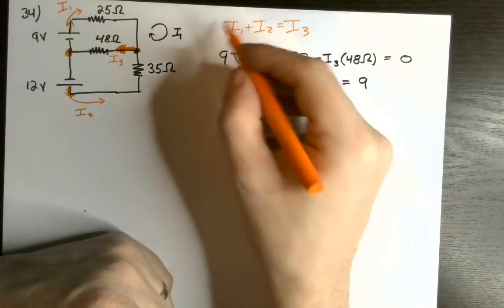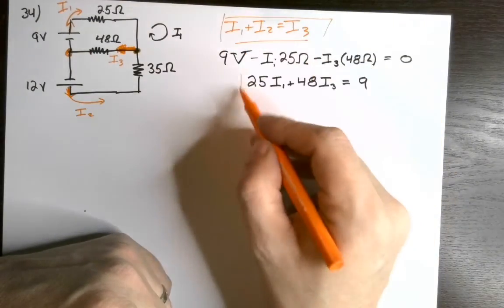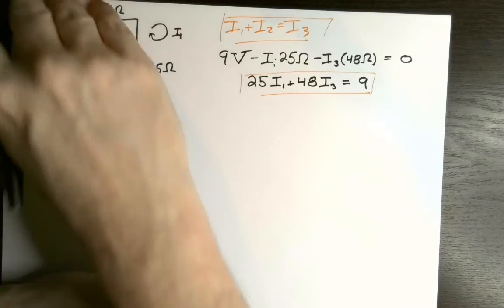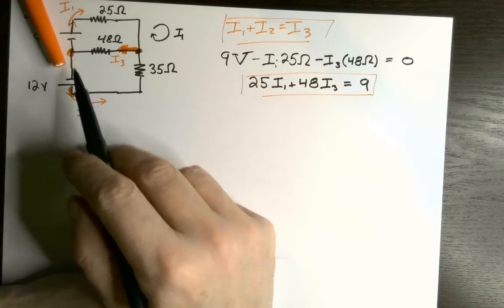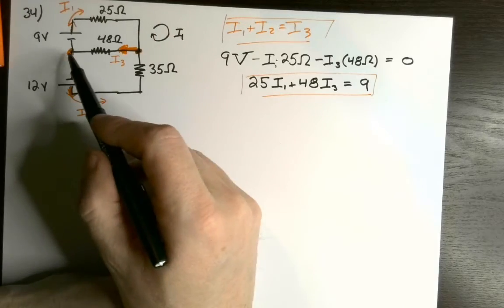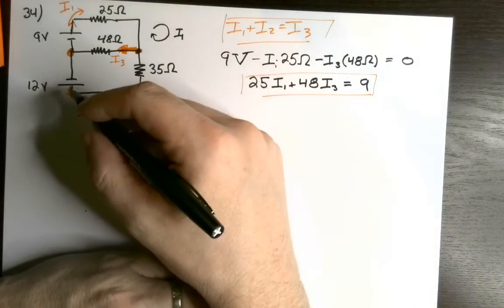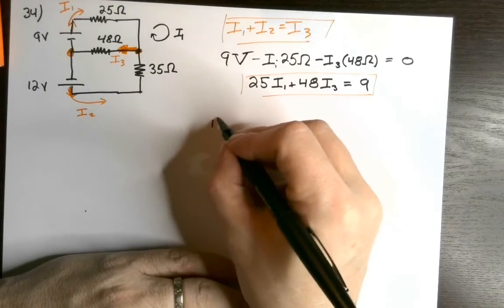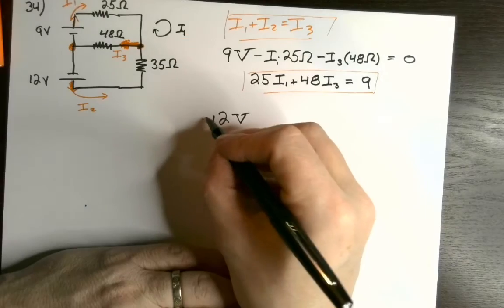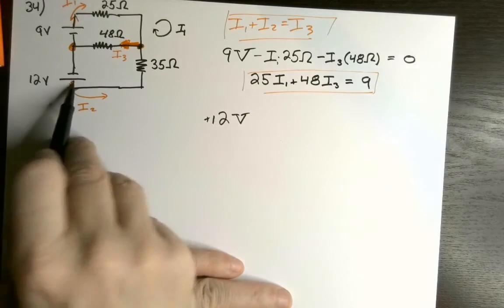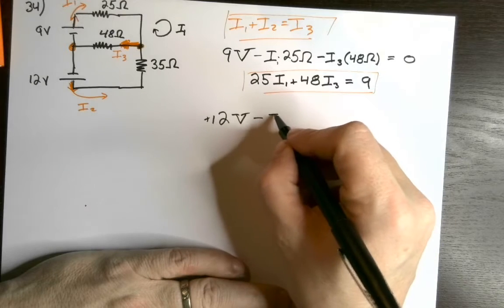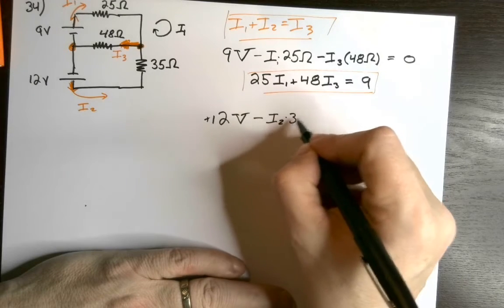We've got one equation from the junction rule, one equation from loop 1, and then we'll do the same thing for loop 2. We'll start at that same point here. We'll go around our loop this way, coming back to where we started again. So the first thing we encounter is a 12-volt battery. We're going up from negative to positive, so there's a plus 12-volt potential difference from here to here. Then we go around and we go through a resistor, so there's a potential drop of I2 times 35 ohms.